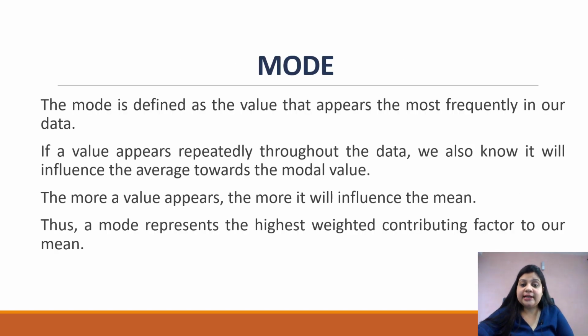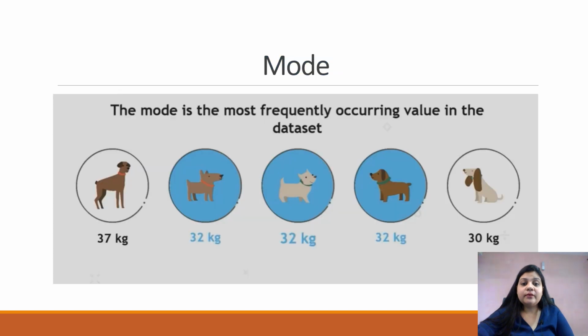Next measure of central tendency is mode. Mode represents the most frequently occurring element in a data set. Let's see. In this particular data set, we have different animals with different weights. The weight of the first animal is 37 kg. The next three consecutive animals weigh 32 kg and the last one has 30 kg weight. So 32 kg is the most frequently occurring weight in the entire data set, and the mode of this data set will be 32.